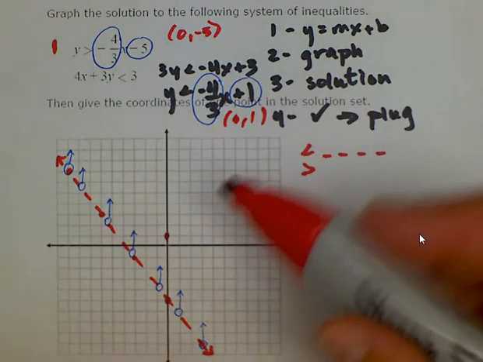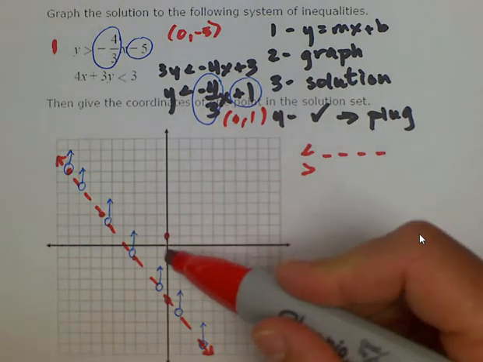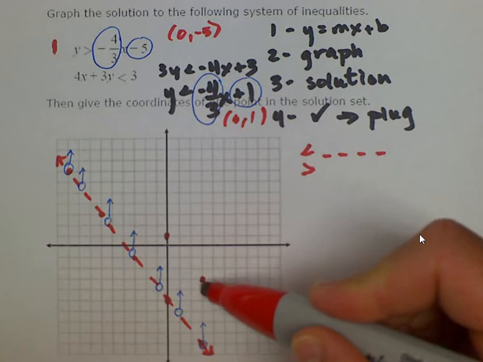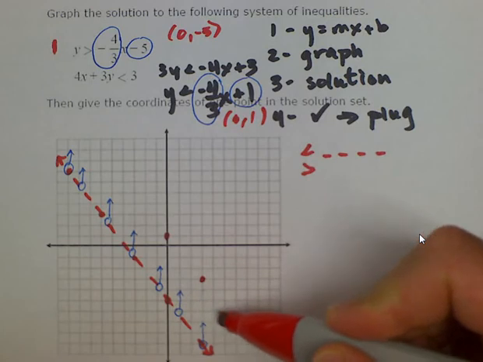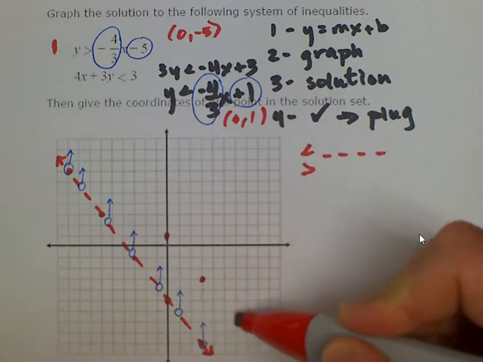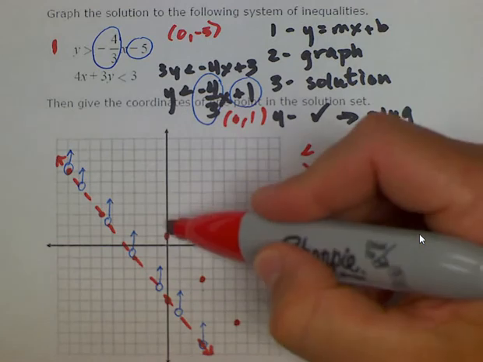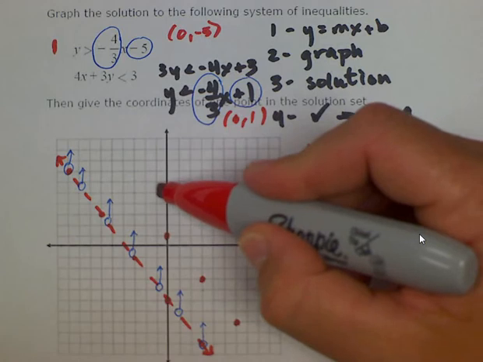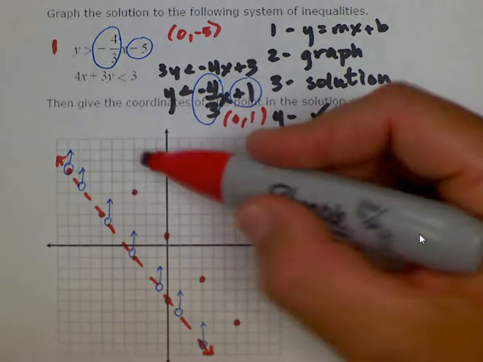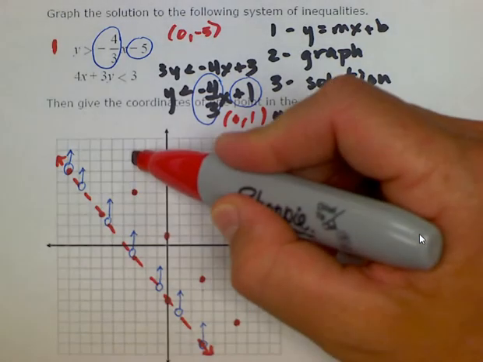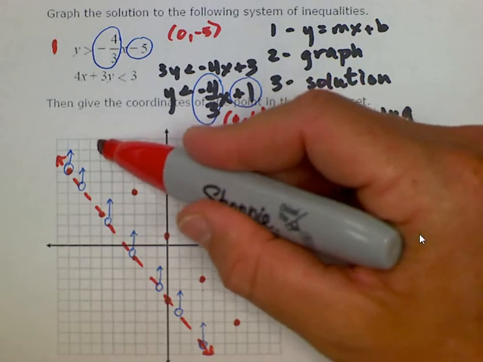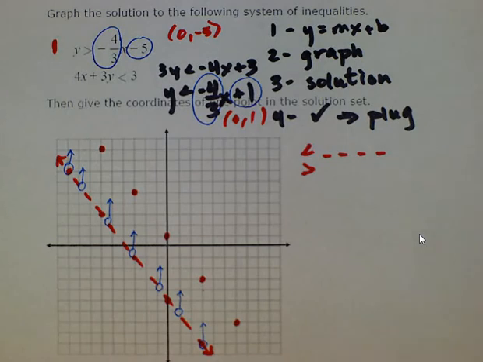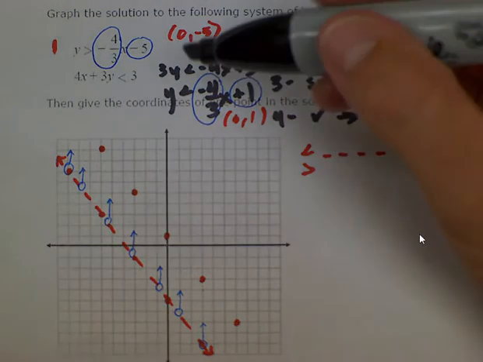So we would go down 1, 2, 3, 4, to the right 1, 2, and 3. Or we could apply it to the bottom, go up 1, 2, 3, 4, over 1, 2, and 3. And I told you that I was going to do this in black, so I'll switch to black.